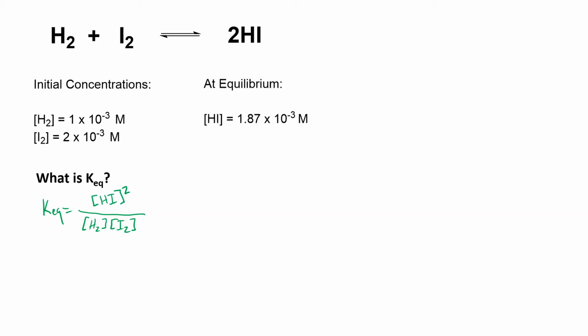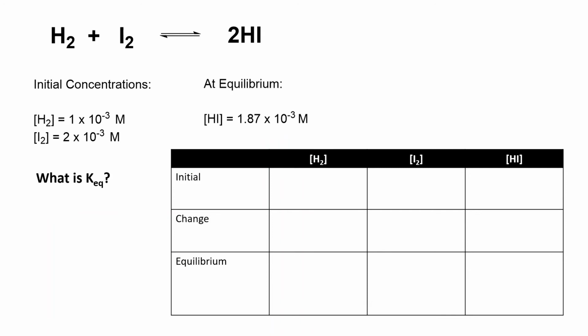Now the problem is that we only have one of these values, because KEQ, remember, is only a number that applies to the equilibrium concentrations. So the only one of these that we actually have is this value. So we can plug this value in here and figure out KEQ from there, but we can't complete it. We don't know what the KEQ is because we don't know the equilibrium concentrations of H2 and I2. And so to figure that out, we are going to create a table.